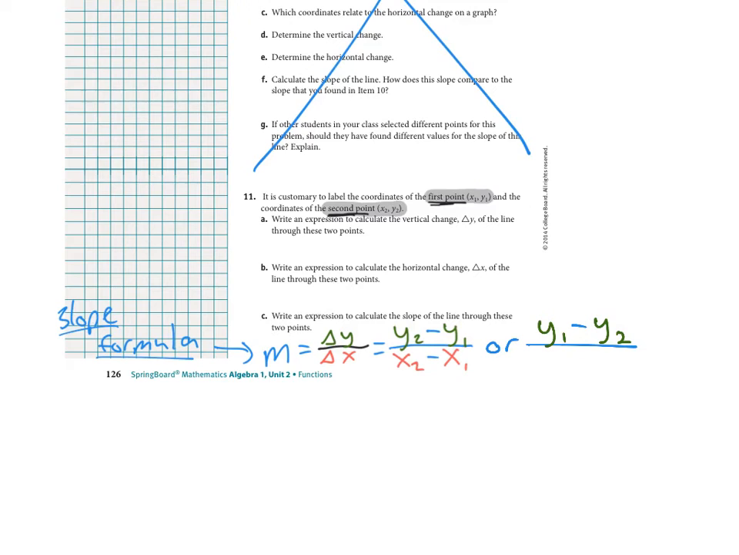Okay, if I chose to do y1 minus y2, I got to do the exact same way with my x's. I got to be consistent. That means I take the first x value and subtract the second one. Either way works. The most common one is what you see here. This will be about the last time I'll probably write the formula, because I don't want you to use it. I want you to understand what slope is.